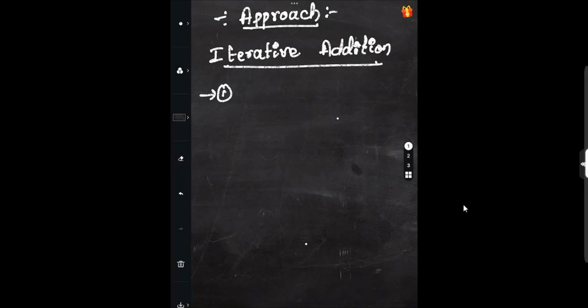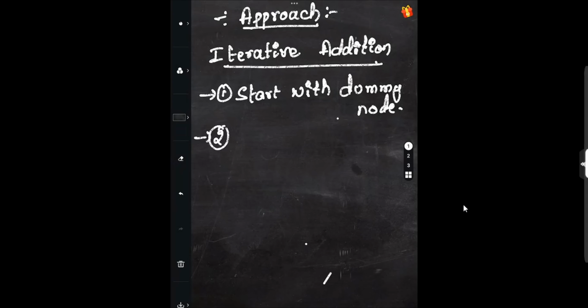Just remember this one. Why? It also simplifies handling edge cases like an empty list. We don't have to care for edge cases like an empty list. We are starting with the dummy node here, right? So the first step will be to start with the dummy node here. Hope this is clear. So let's move on with the second step.